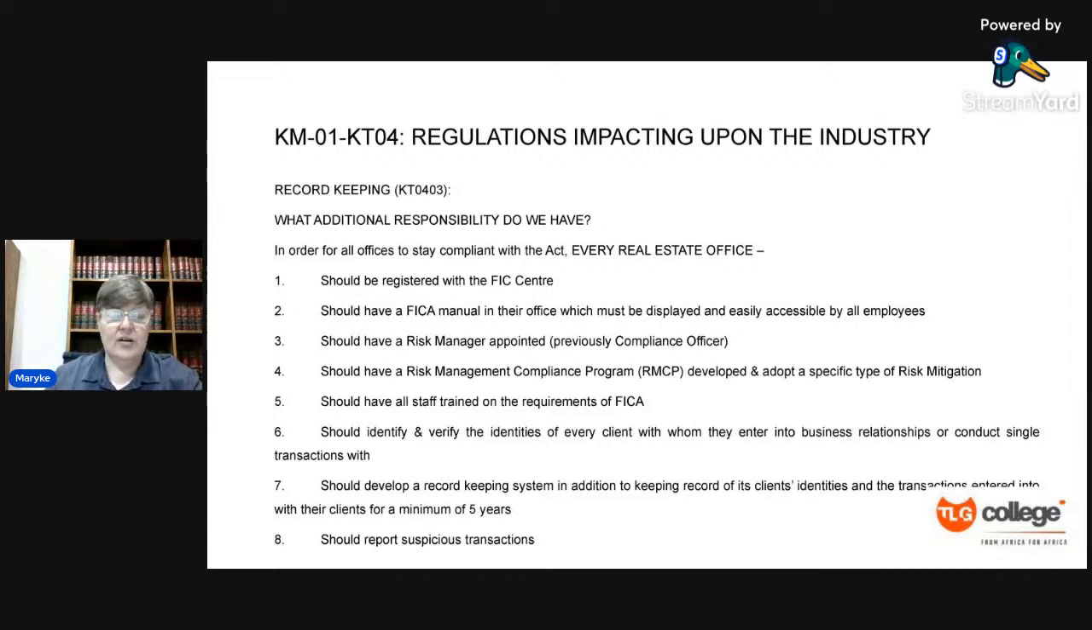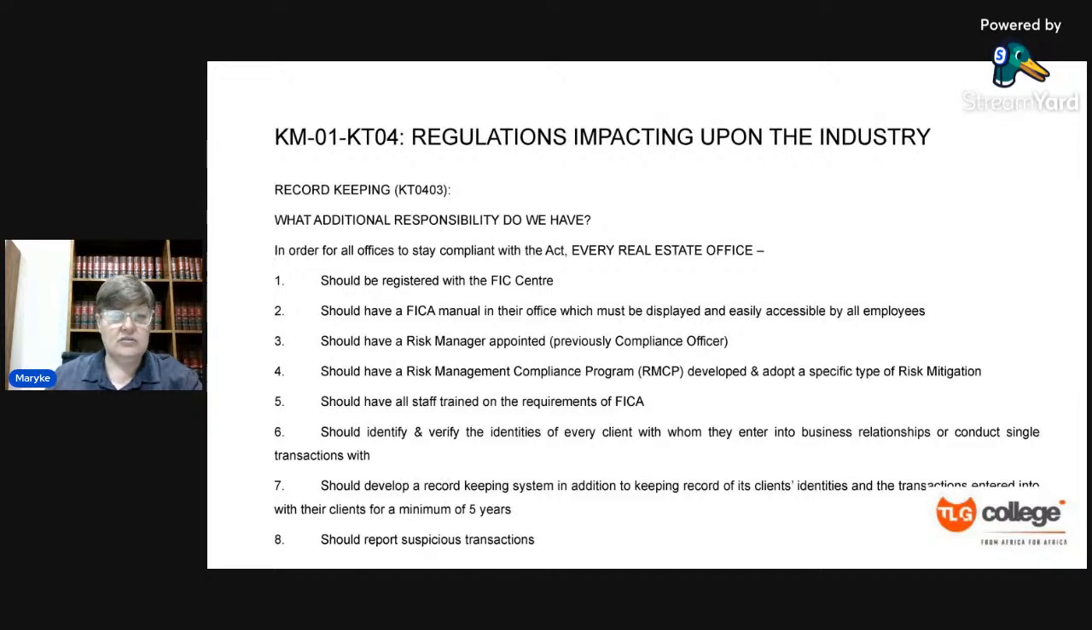Previously, we called that a compliance officer. So it's somebody in the office that, again, has the capacity. It must be a qualified property practitioner that has been qualified for more than 3 years. That person is the risk manager. That's the person that you will report to first if there are suspicious transactions or suspicious individuals that you are transacting with. You should have a risk management compliance program.